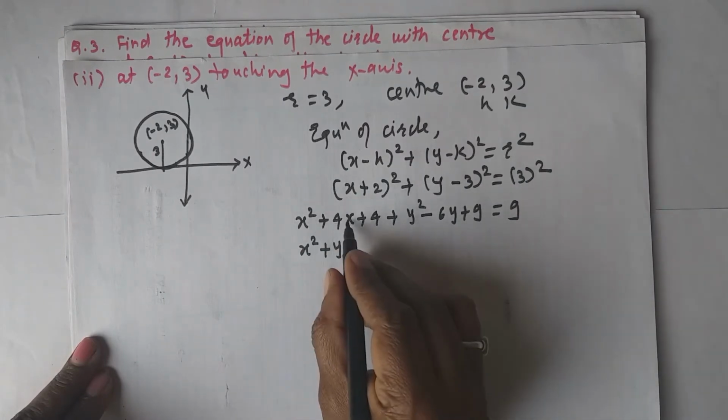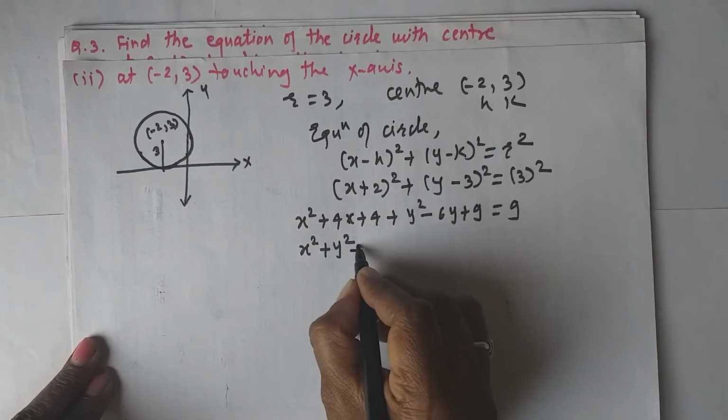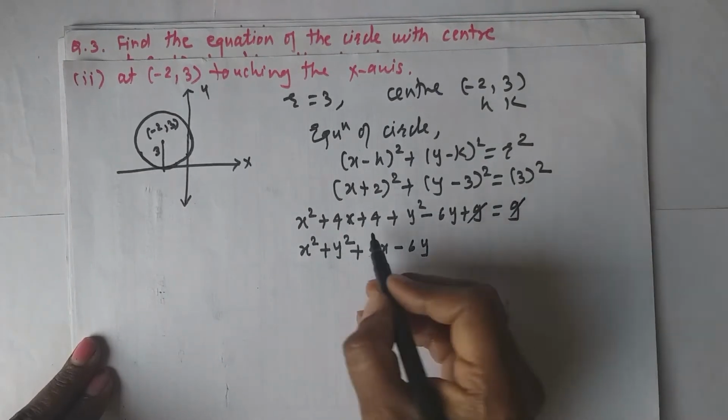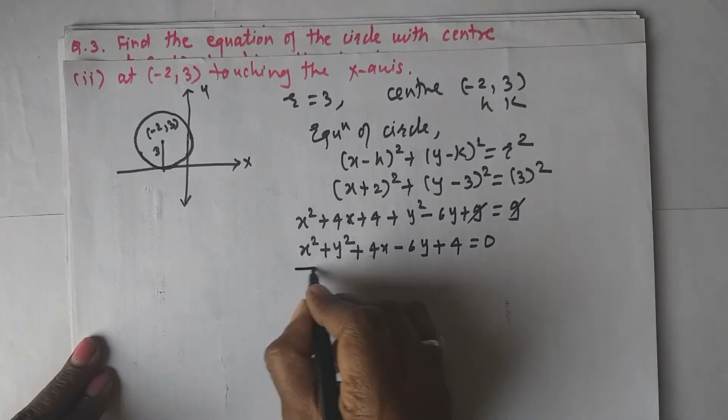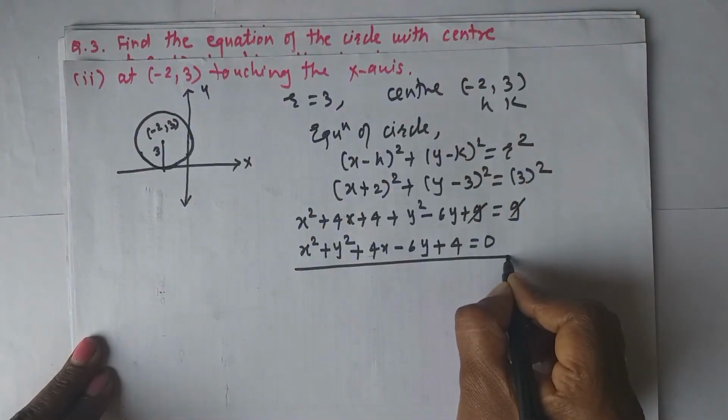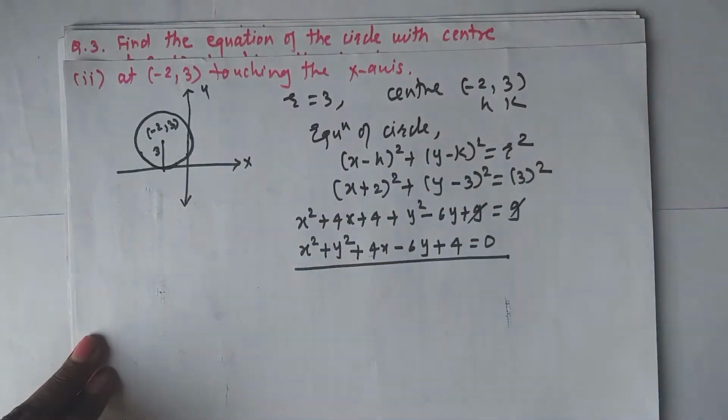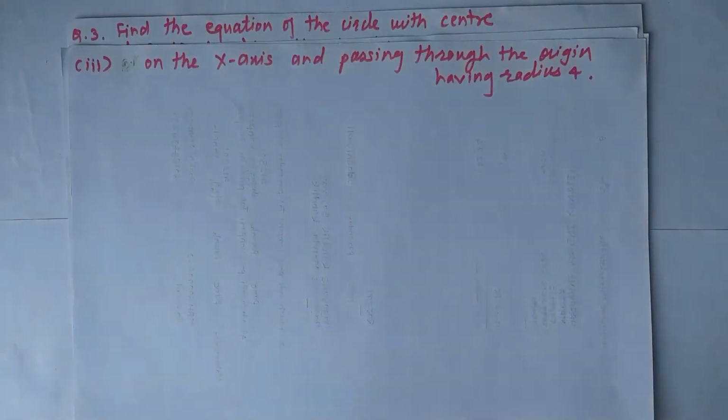x square plus y square, then plus 4x minus 6y. This 9 will get cancelled with this 9 and here only remains plus 4 is equal to 0. This is the equation of a circle with center at (-2, 3) and touching the x-axis. Okay. Then we will see the next one.